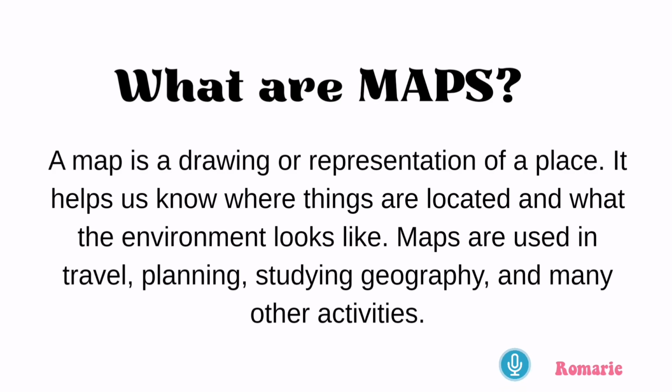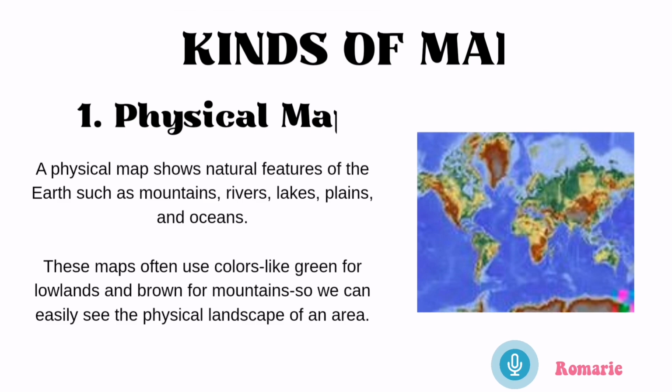We have here different kinds of maps. First, we have the physical map. A physical map shows natural features of the earth, such as mountains, rivers, lakes, plains, and oceans. These maps often use colors like green for lowlands and brown for mountains, so we can easily see the physical landscape of an area.